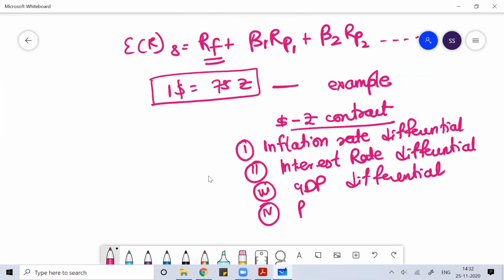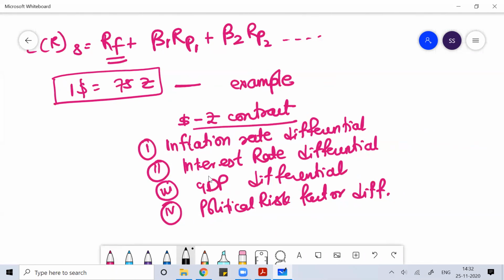The risk can be political risk factors between the two countries, the political risk factor differential between two countries. Then the risk can be many more variables, because currency altogether represent an economy, and a currency always trades in pairs. So then for each risk factor, you need to have a different form of beta.